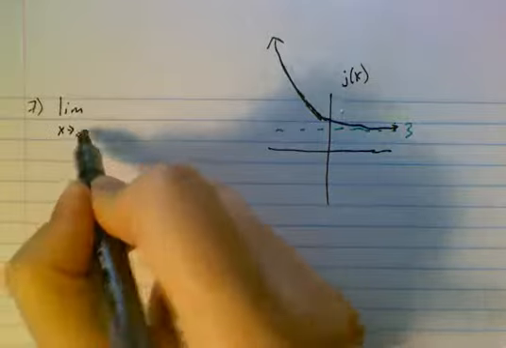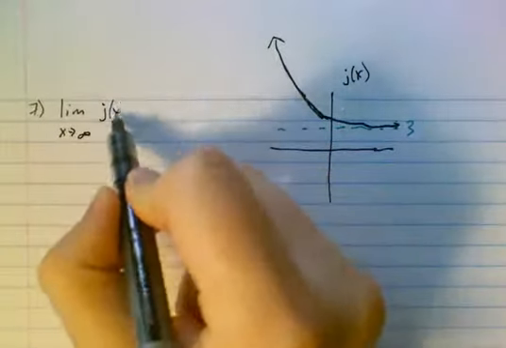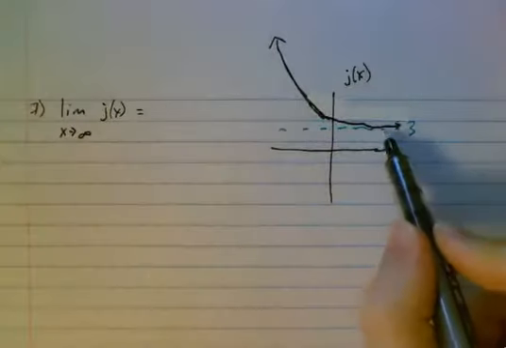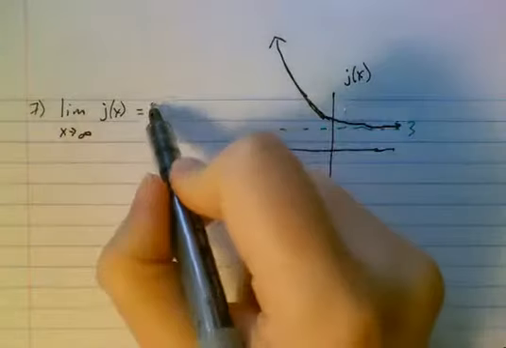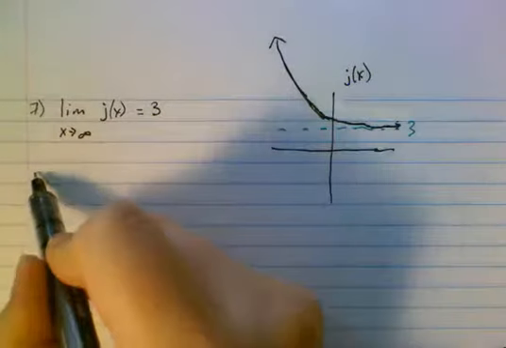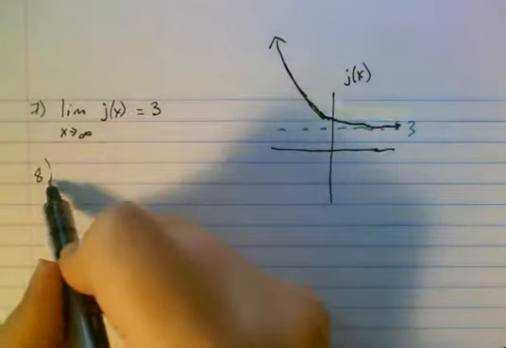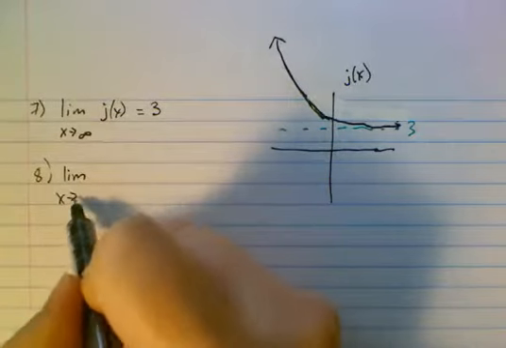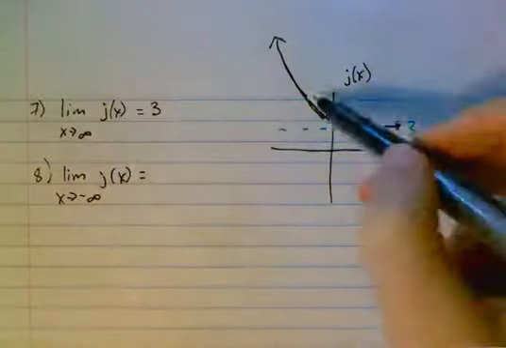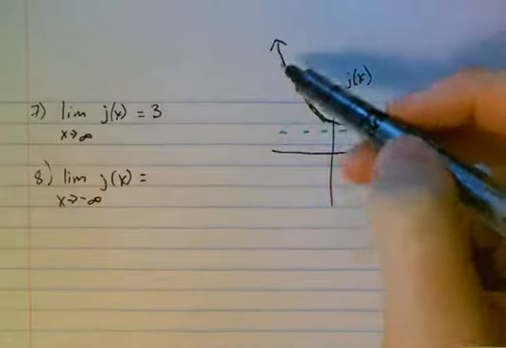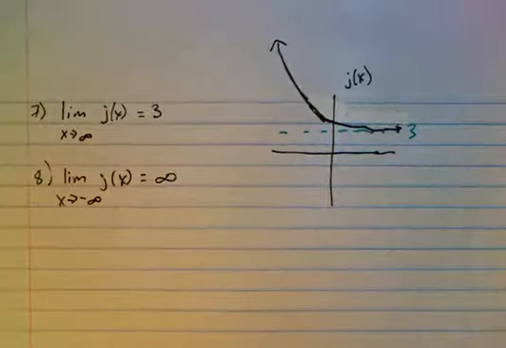As x approaches positive infinity, j of x gets closer and closer and closer to this horizontal asymptote at y equals 3. But as x approaches negative infinity, y is getting larger and larger and larger, more and more and more positive. The limit is positive infinity.